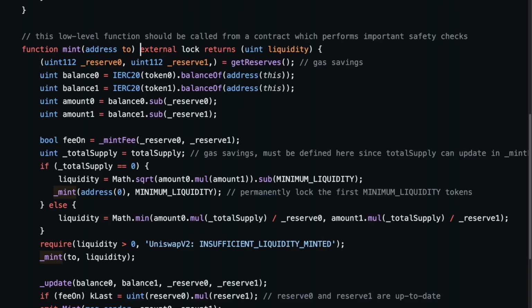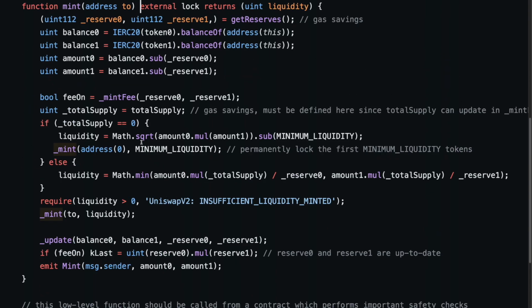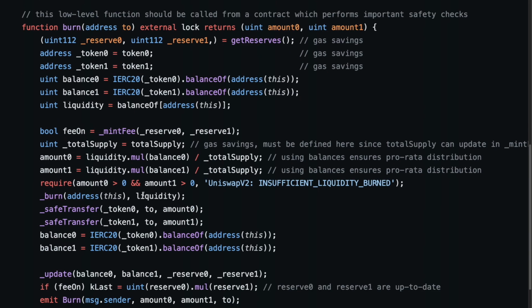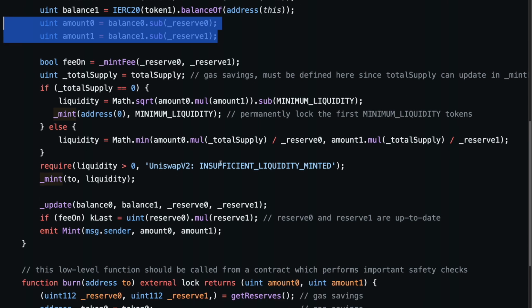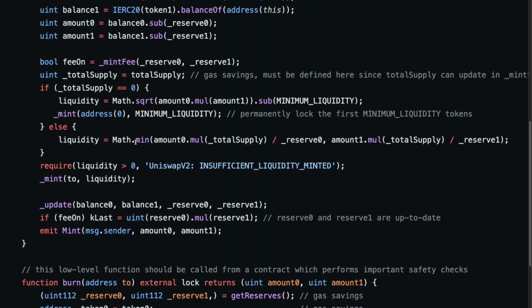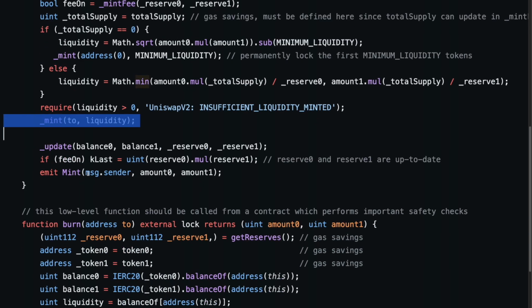Okay, now let's take a look at how Uniswap removes liquidity. So we first took a look at the mint function. Now let's take a look at the burn function. The mint function will take the two amounts that were transferred to the pool and then calculate the portion of them, the minimum, and then transfer those pool tokens to the user.